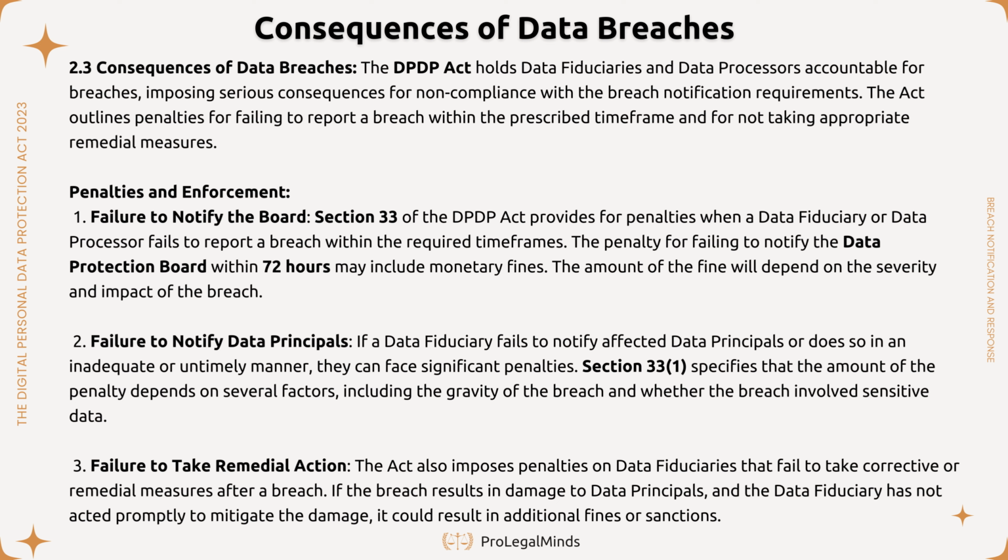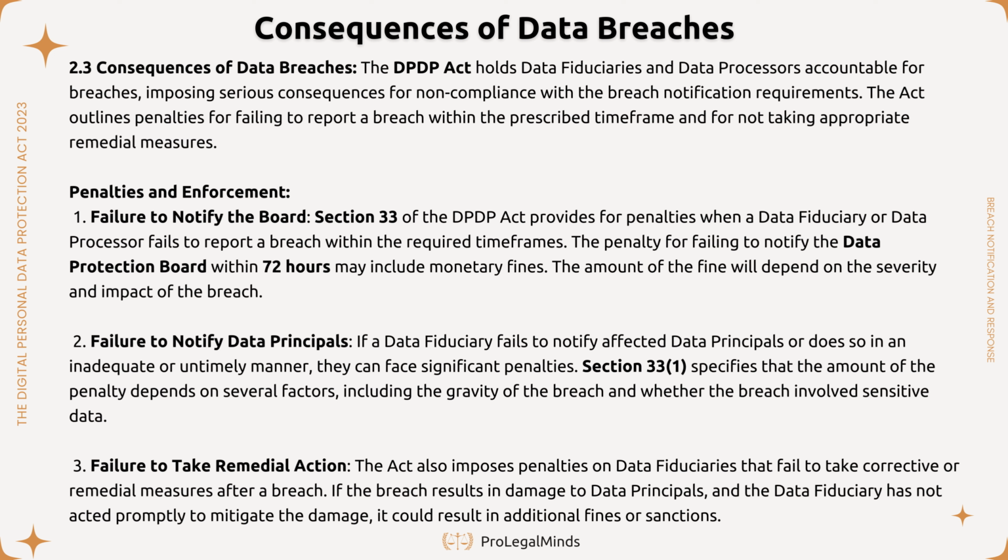2. Failure to notify data principals. If a data fiduciary fails to notify affected data principals or does so in an inadequate or untimely manner, it can face significant penalties under Section 33(1). The penalty is determined based on factors like the gravity of the breach and whether sensitive data was involved. 3. Failure to take remedial action. Data fiduciaries must take immediate and effective remedial actions following a breach. If the fiduciary fails to act promptly to mitigate the damage caused by the breach, it may face additional fines or sanctions.